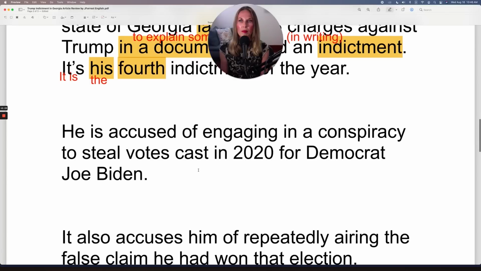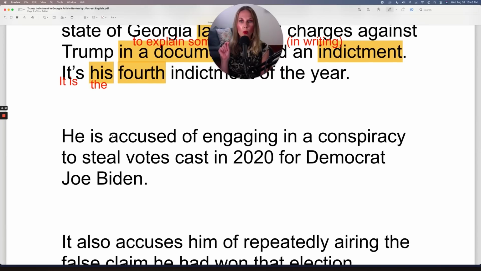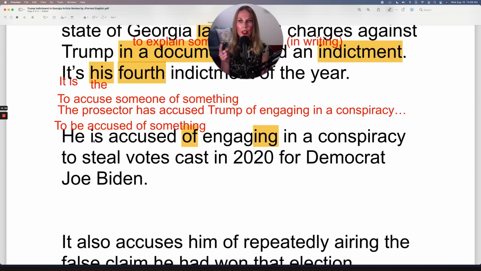Let's continue. He is accused of engaging in a conspiracy to steal votes cast in 2020 for Democrat Joe Biden. So notice how they use the word accused, and you accuse someone of doing something. So that's why we have this ing here, because of the preposition of. Notice the sentence structure here. In this example, he is accused of. The sentence structure is to be accused of something.